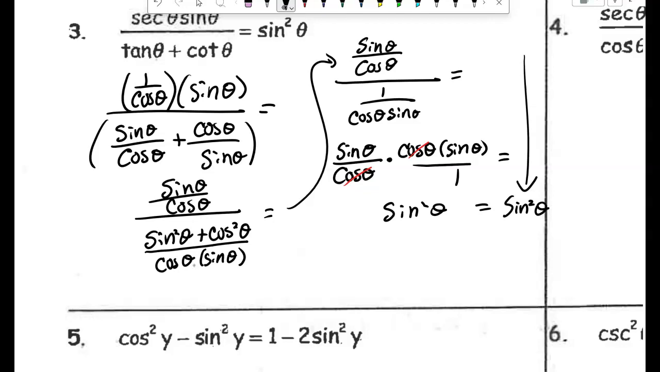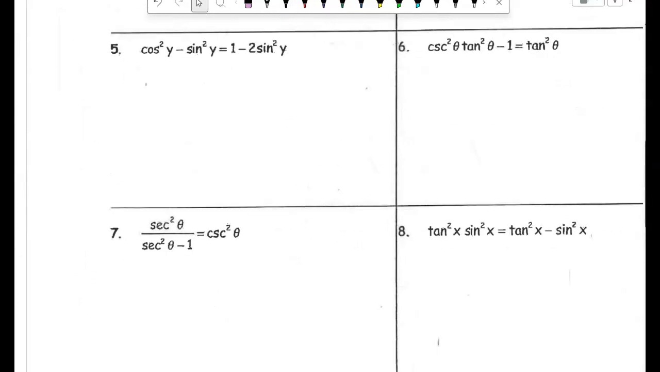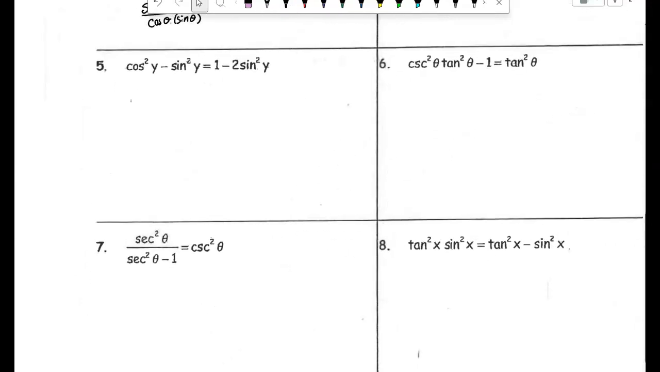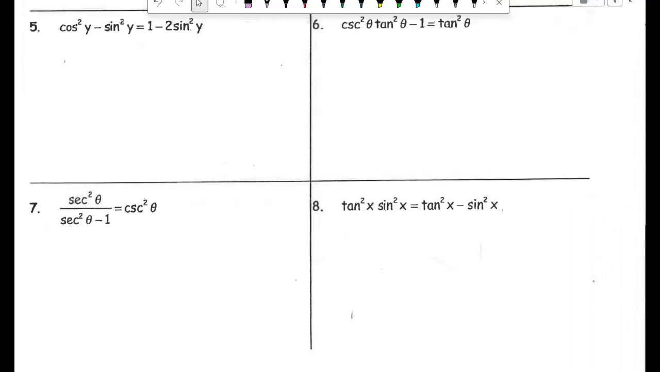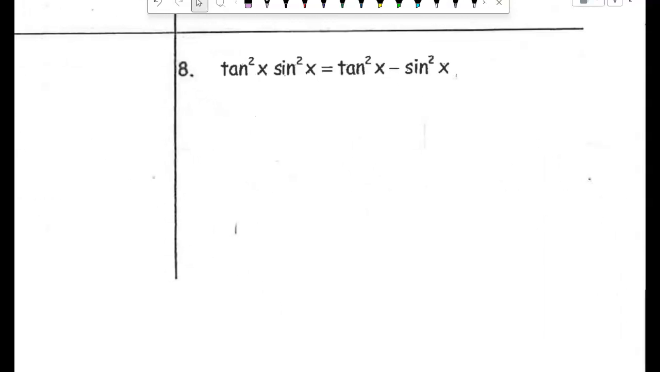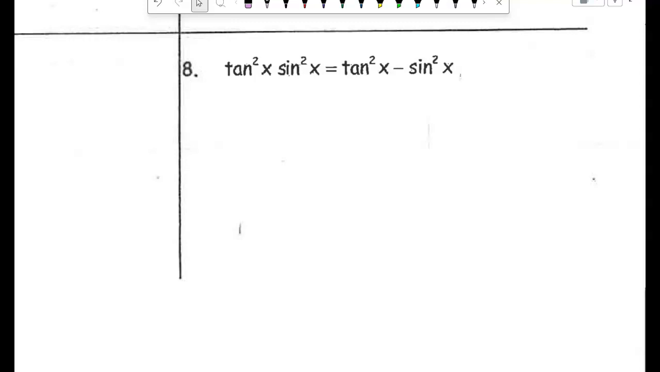Who wants to? I have my solo people here. Jake or Savannah, which one do you want to go and pick a problem? Pick between 5, 6, 7, or 8. Which one would you like to do? You two look at each other, decide. All right, they want 8. Excellent choice. So we have tangent squared x sine squared x equals tangent squared x minus sine squared x.